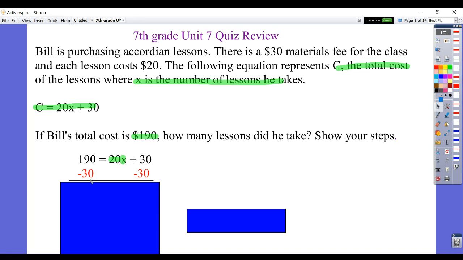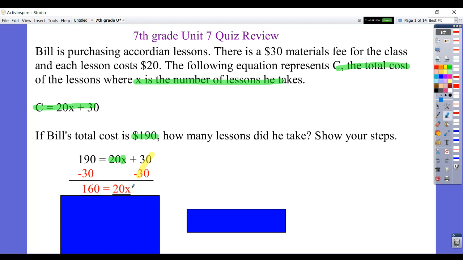When we do that, 190 minus 30 is going to give us 160. So that's coming straight down. The equal sign is coming straight down. The 20x is coming straight down. And then the positive 30 and minus 30, or adding 30 and subtracting 30, is zeroing out, and we wouldn't have to write that any longer. So we now have 160 equals 20x.